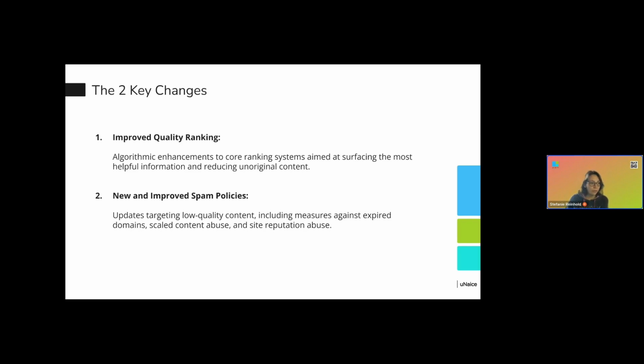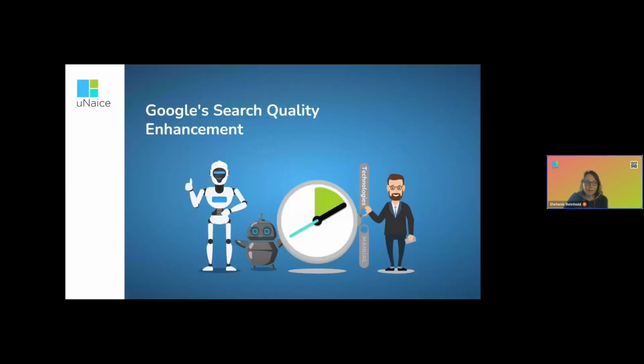And the policy changes are basically targeting the same goal, pushing high quality content and penalizing low quality content. But the policies help Google to actually penalize that, because if the policy says it's fine, they can't give you a penalty for that. So that is the main factor here, right?